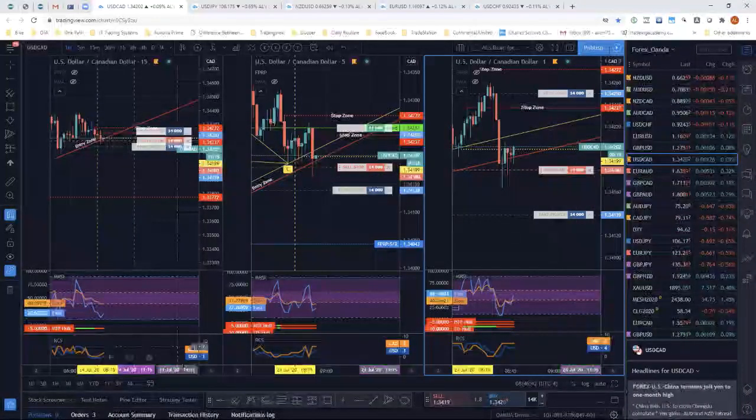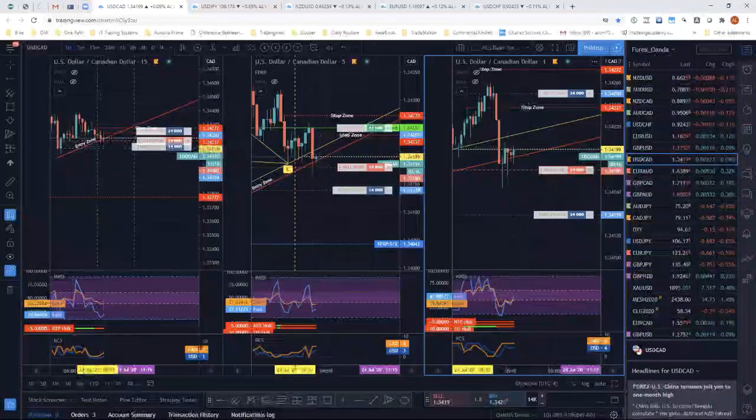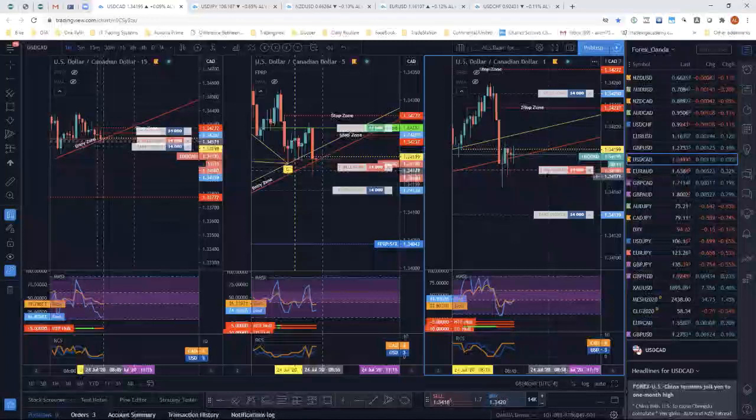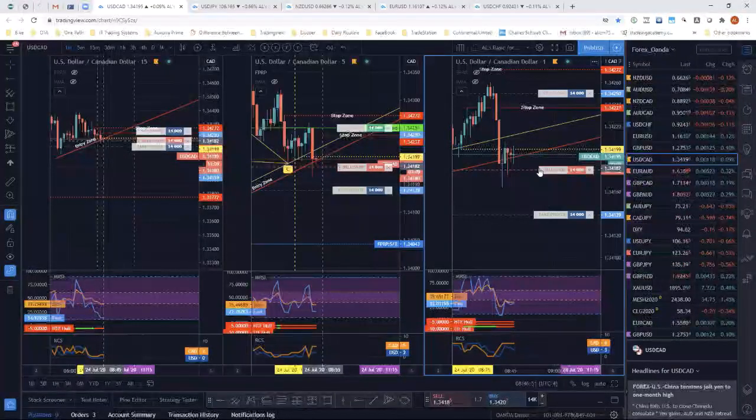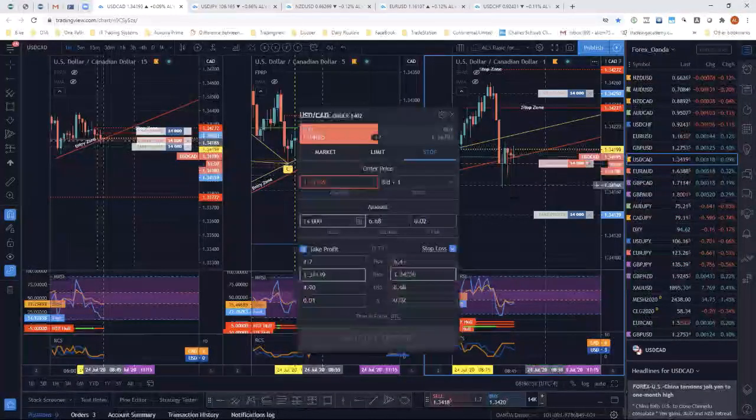The CAD is showing a little bit more strength. Actually, it's pulling back against it, but it's showing a little bit more strength, actually. So that's kind of a good sign. I'm going to try and move this up a little bit closer here.